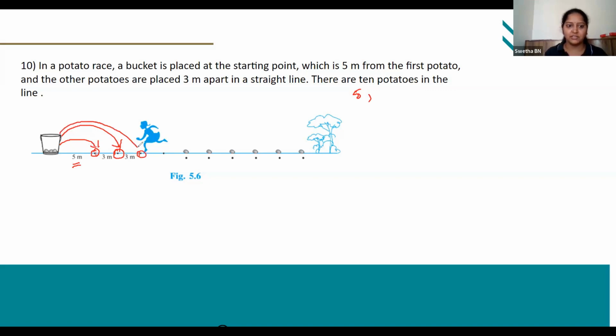What is the distance, children? See, the first number is 5. Then, what about the second potato? 5 plus 3, no? For the second potato, she has to run 8 meters.